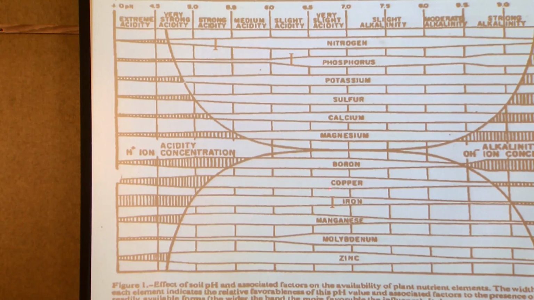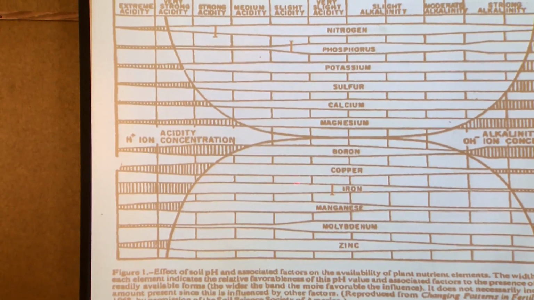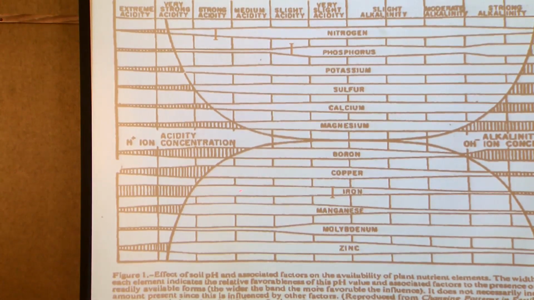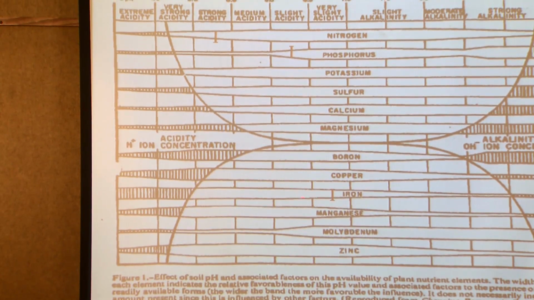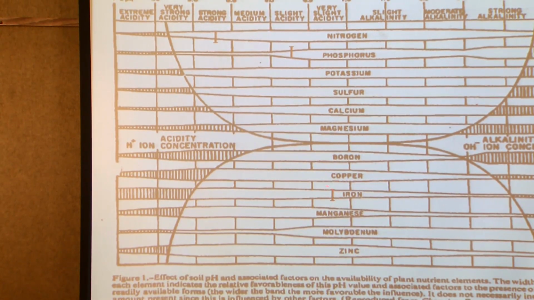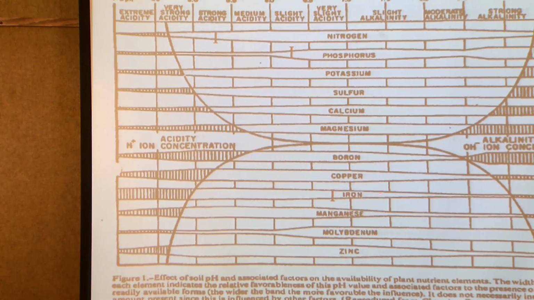We get down to the micronutrients, and let's just cue in on iron here. As that soil pH is coming on up, and once you reach in here around 6.7, 6.8, then iron availability decreases, strictly because of the pH.